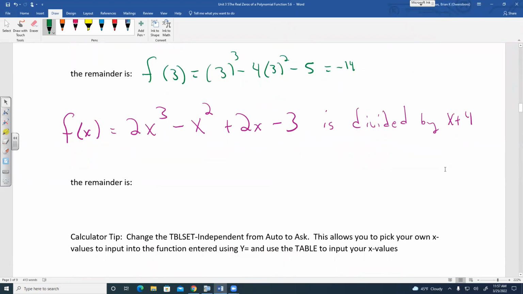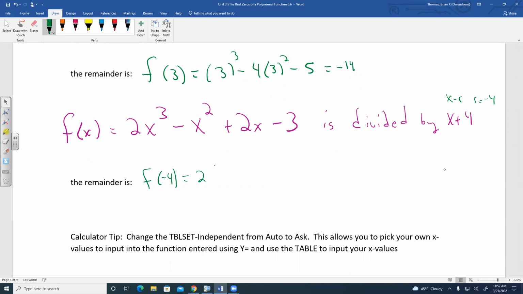So if I have 2x cubed minus x squared plus 2x minus 3, and it's divided by x plus 4, if I want to just find the remainder, I don't have to actually use synthetic division or long division to find the remainder. I can just evaluate f of r. So remember x minus r. So r is actually negative 4 here. So if I want to just find the remainder, all I got to do is evaluate f of negative 4, and that'll actually just give me the remainder.